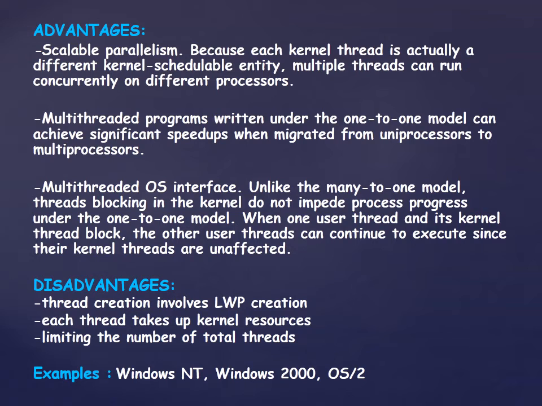Disadvantages of the one-to-one model are, first, thread creation involves LWP creation. Second, each thread takes up kernel resources. The last one is that it limits the number of total threads. An example of the one-to-one model is Windows NT or Windows 2000.